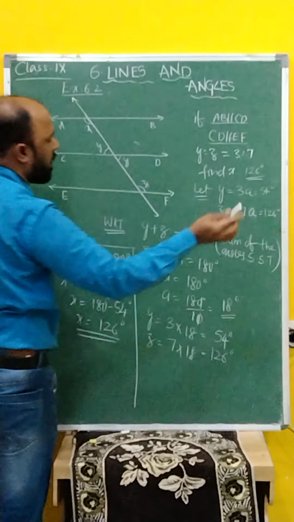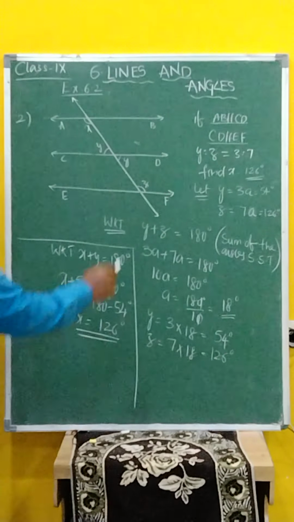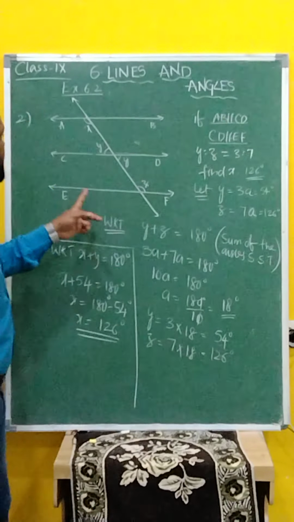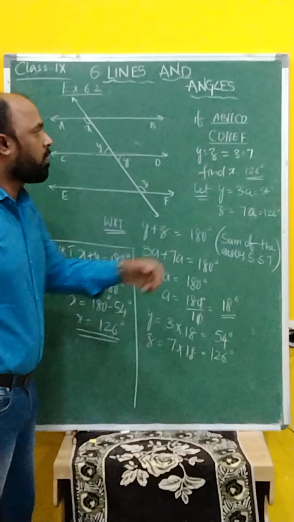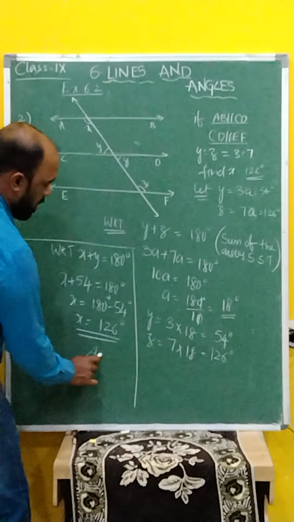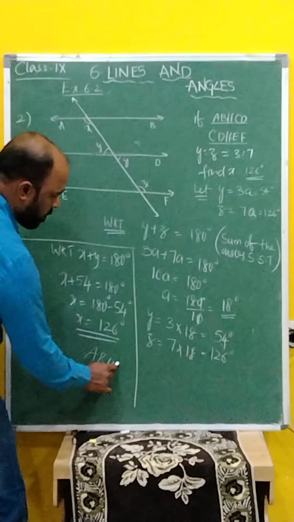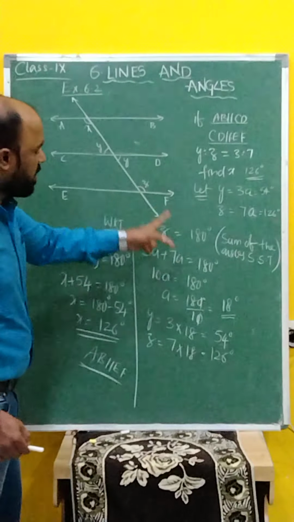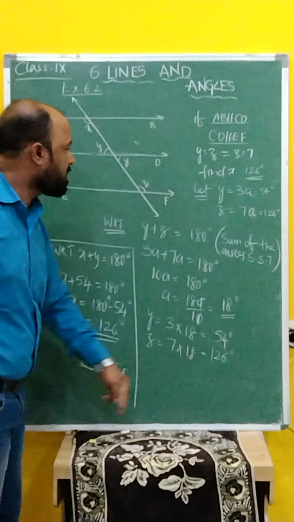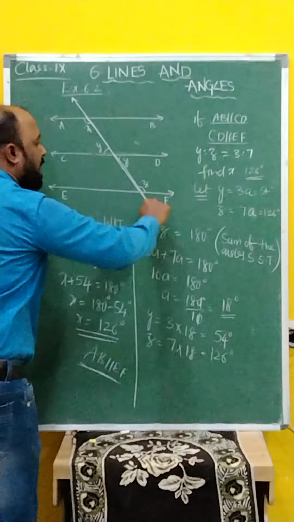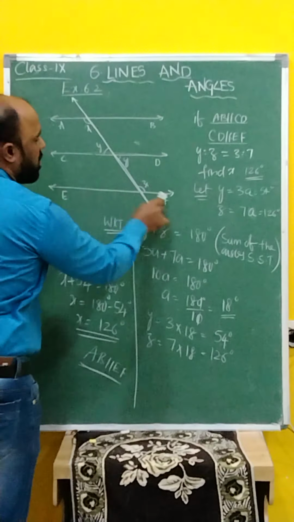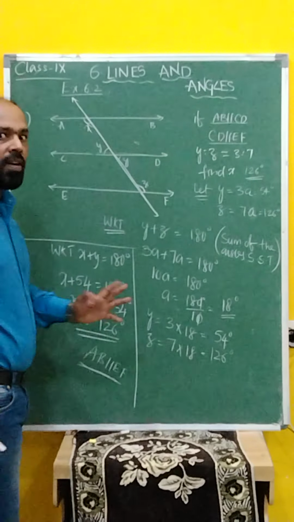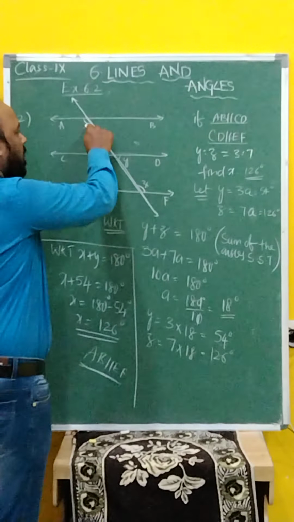Observe children, you can do this question in another way also for the x value. Here we know AB is parallel to CD, it is given, and CD is parallel to EF. Then obviously AB is parallel to EF, possible? Yes, it is possible. We know z is equal to 126 degrees. Then this one is a transversal. If AB is parallel to EF, then it is a transversal. X and Z, what type of angles? Alternate angles. These two are alternate angles.